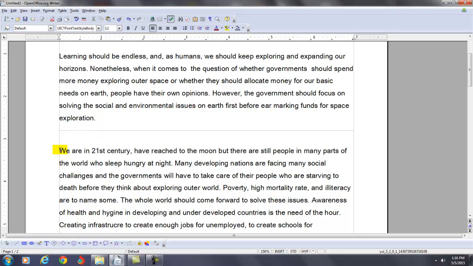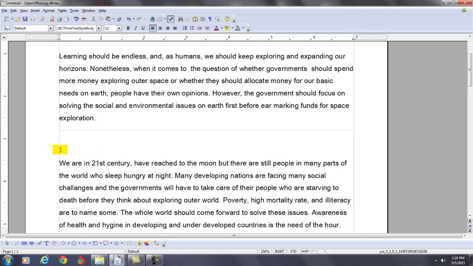Okay, your next paragraph. We are in the 21st century, have reached to the moon, but there are still people in many parts of the world who sleep hungry at night. Okay, so you're missing here. You actually don't have a topic sentence. You want to create a label for the paragraph to give it a purpose, and then you get to the more specific ideas. The only thing you need to do, it's very easy, is you need to just take the idea social and restate the purpose of your writing right in the beginning, and then get to what you just said. I think you have two reasons, right?